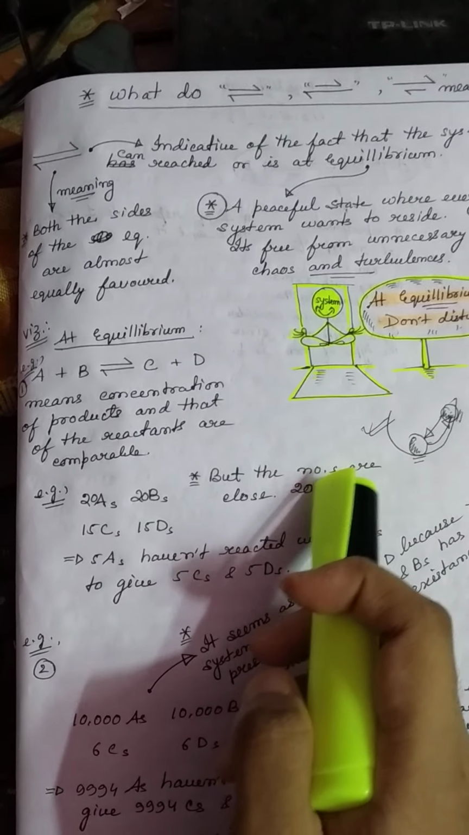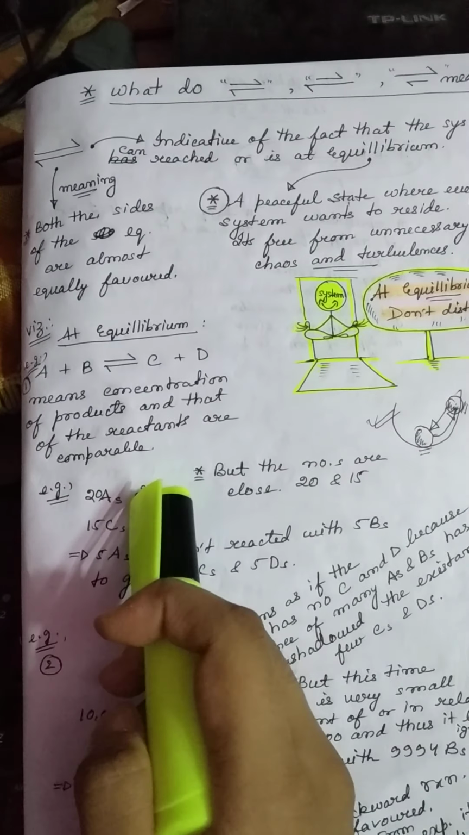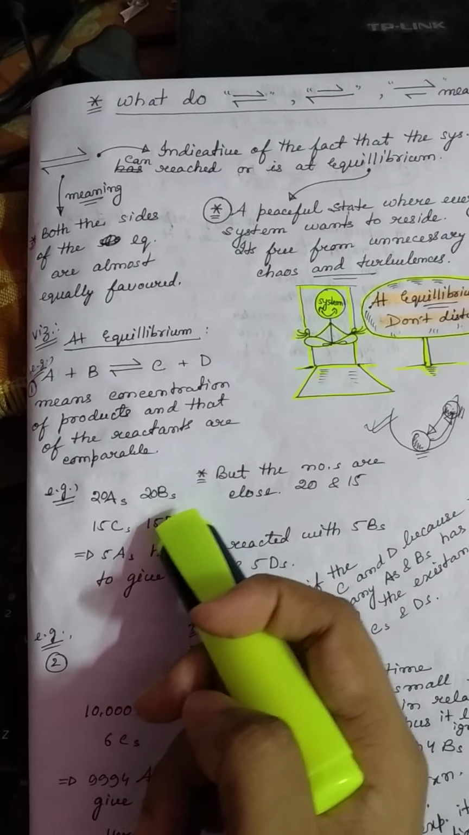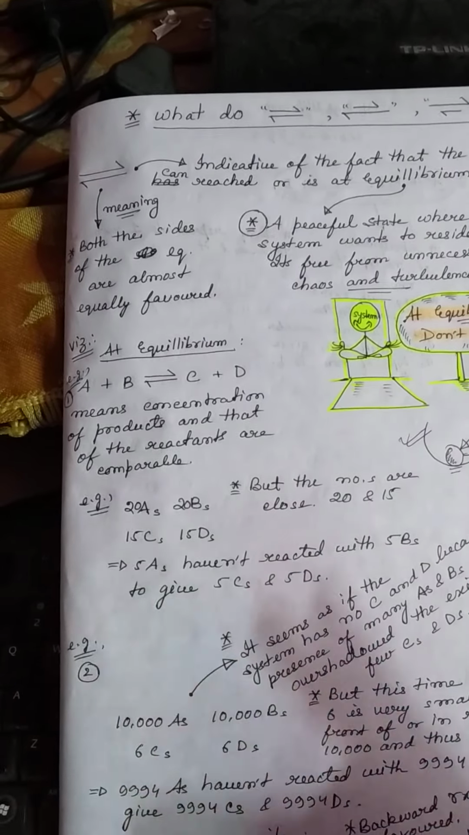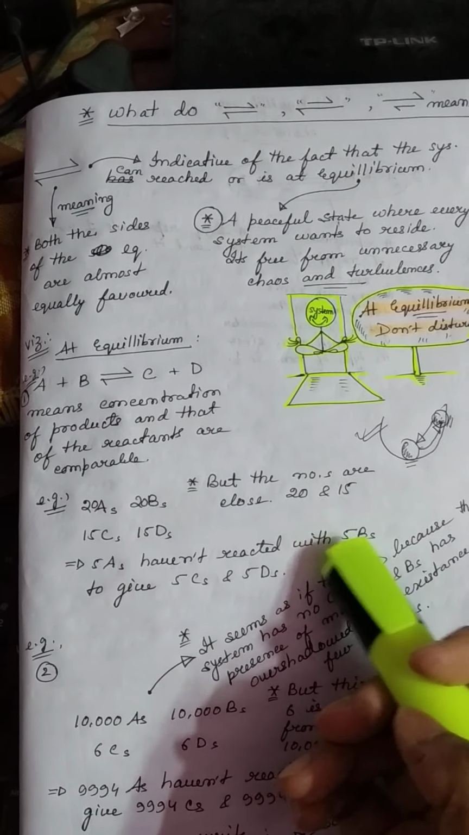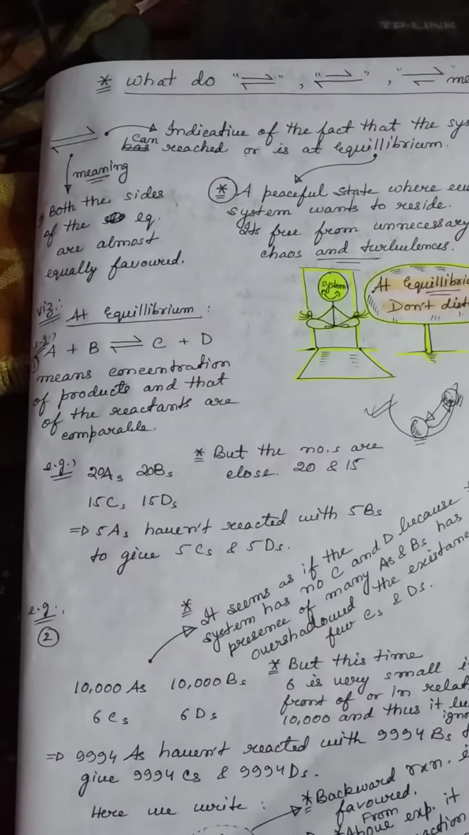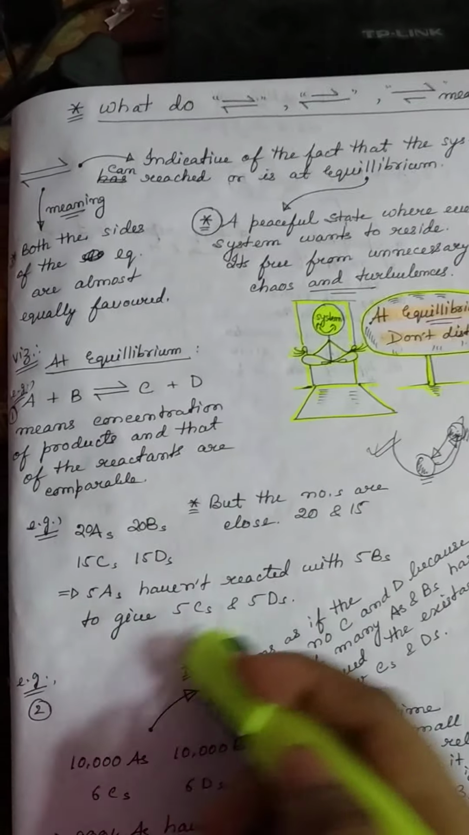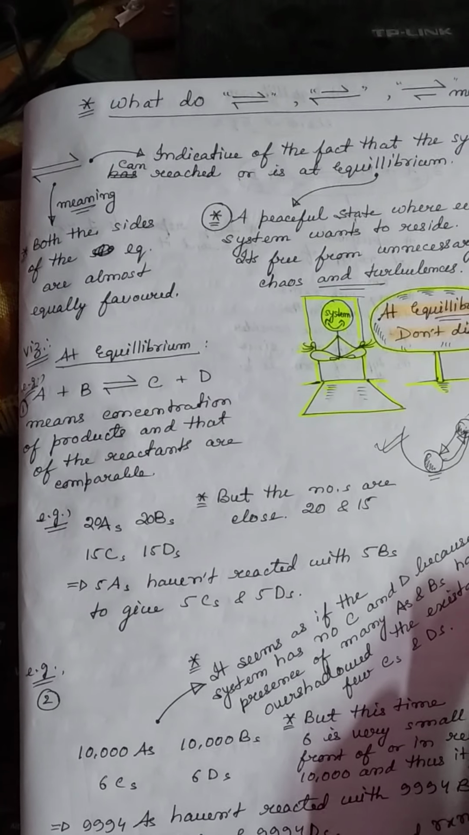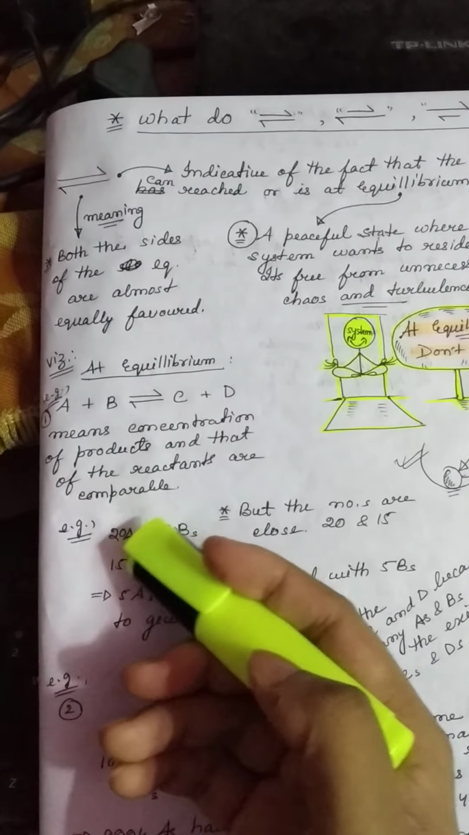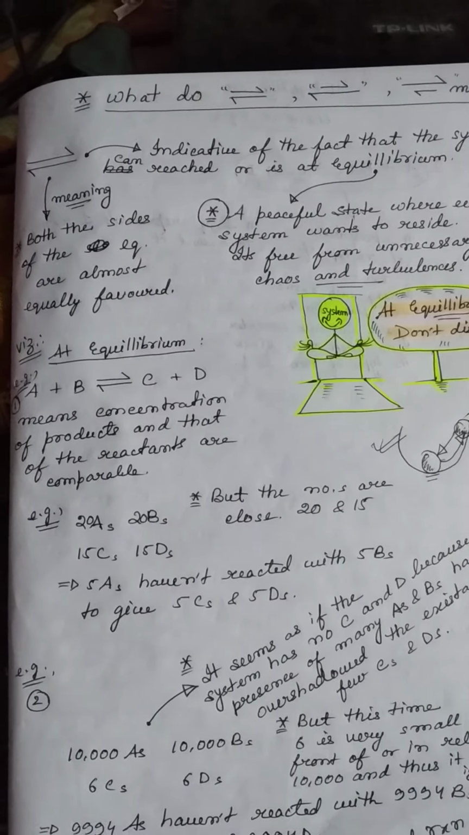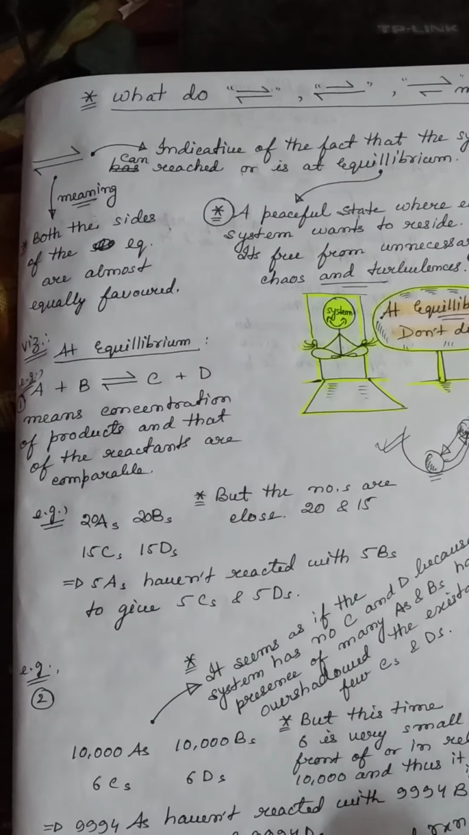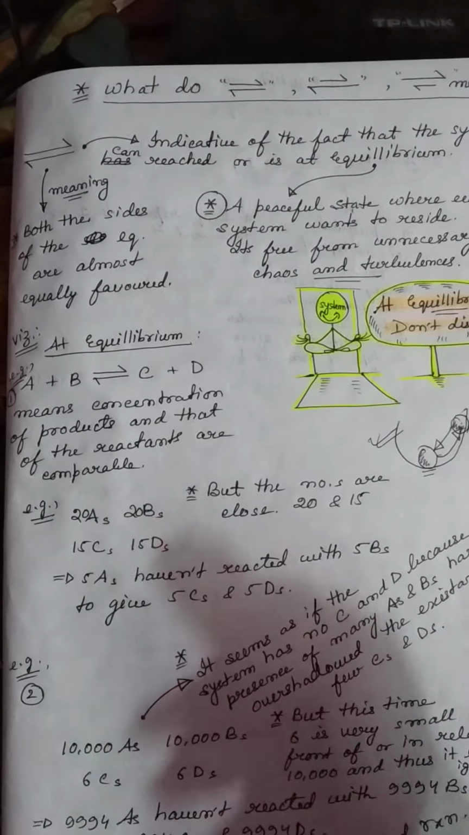But the numbers are close, 20 and 15. So 20 A's and 20 B's should have produced 20 C's and 20 D's, but we are getting 15 C's and 15 D's. That means 5 A's haven't reacted with 5 B's to give 5 C's and 5 D's. This is the case because nothing is 100% efficient, right? We cannot say that 20 A's will react with all 20 B's. 100% efficiency is a theoretical concept, so try to understand.